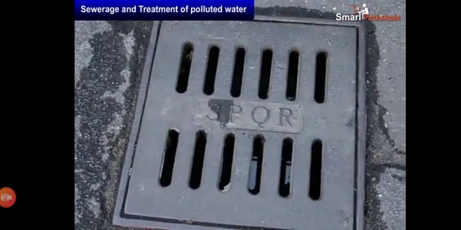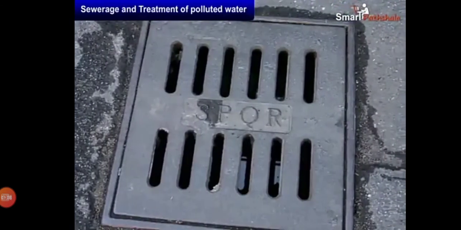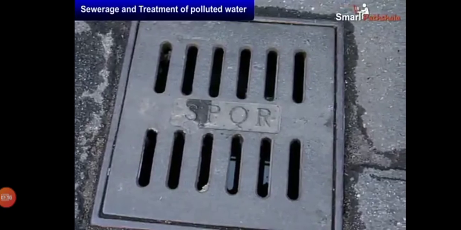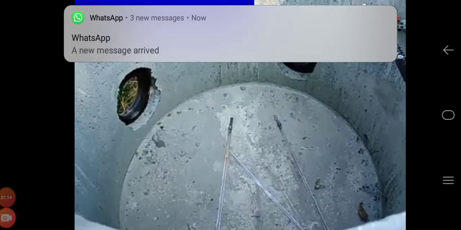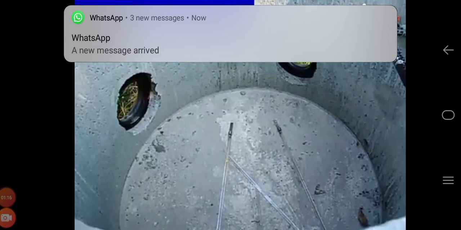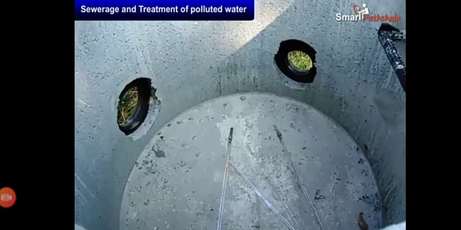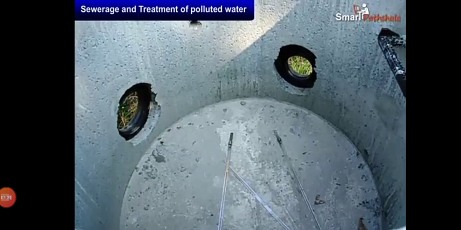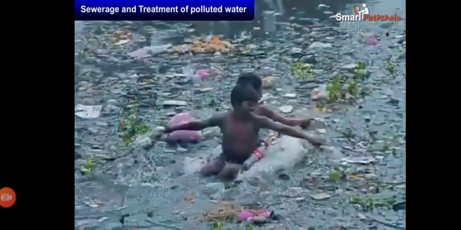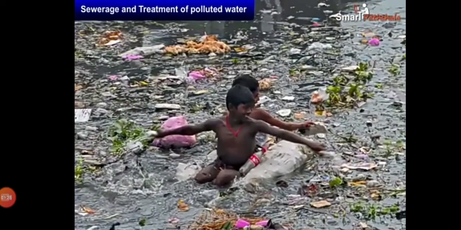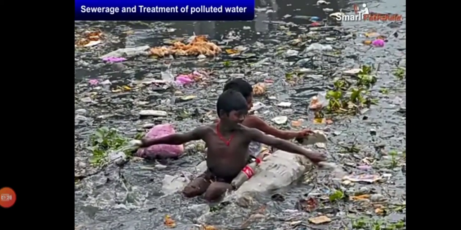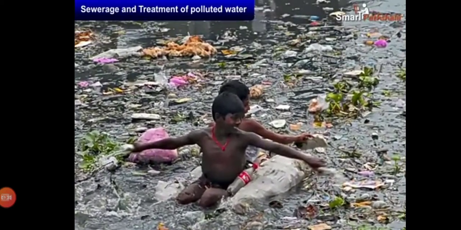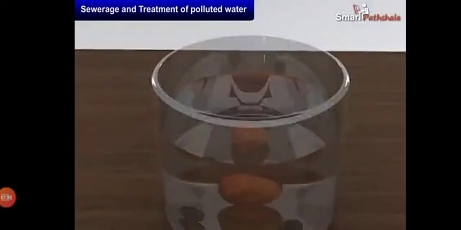Now we'll see one activity of treatment of polluted water. Perform the following activity. It will help you understand the process that takes place at the wastewater treatment plant. Divide yourself into groups to perform the activity. Record observations at each stage. Now we'll start with the activity. Activity 18.4, page number 222.